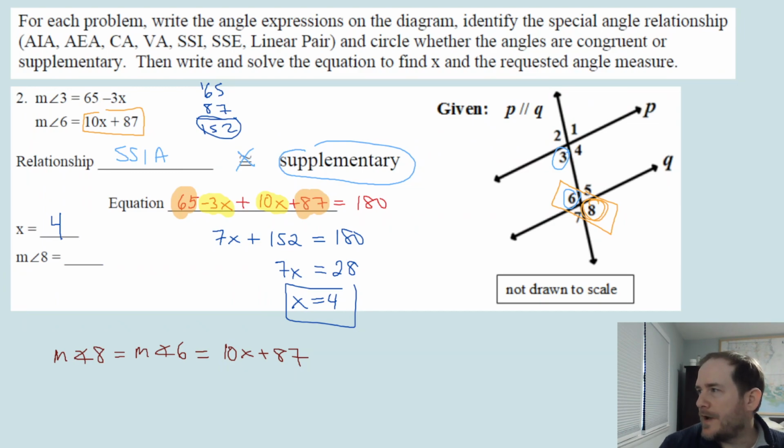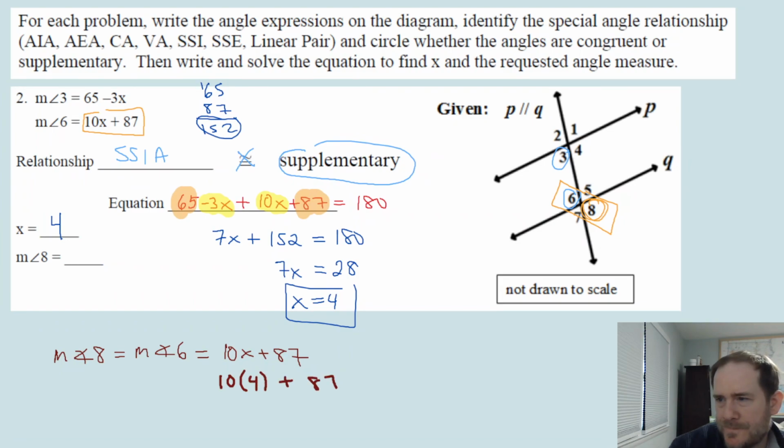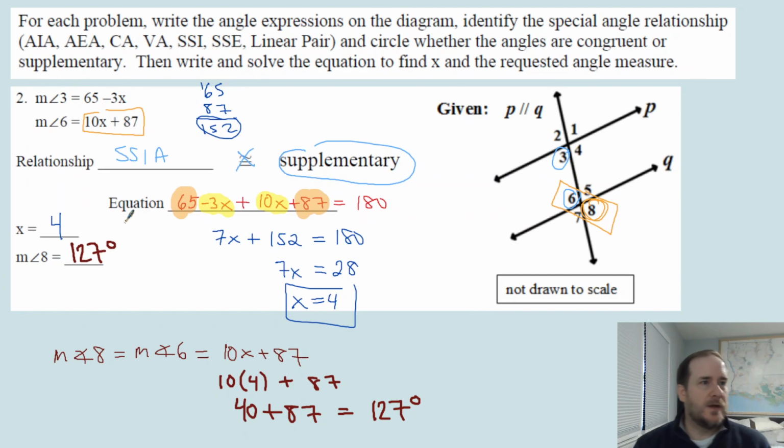So you just plug 4 in for x. You get 10 times 4 plus the 87, which is 40, plus 87, which is 127 degrees. And that's it for number 2. We found the value of x is 4, and we found the measure of angle 8.